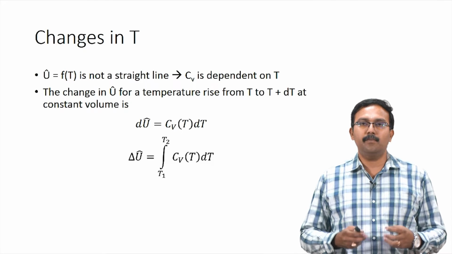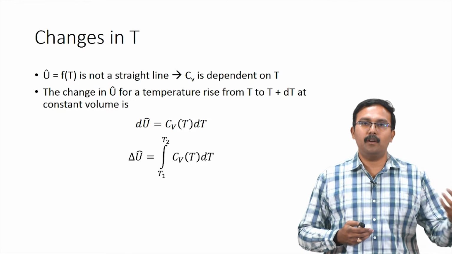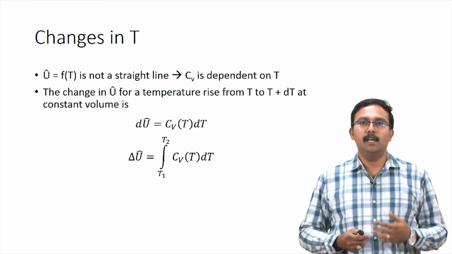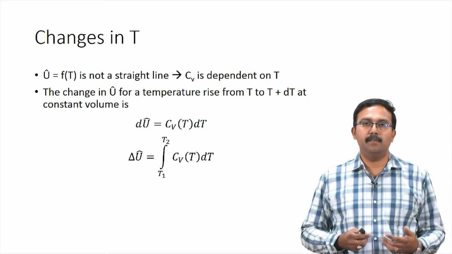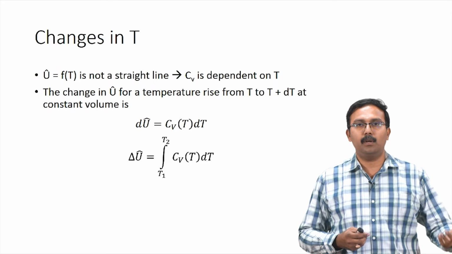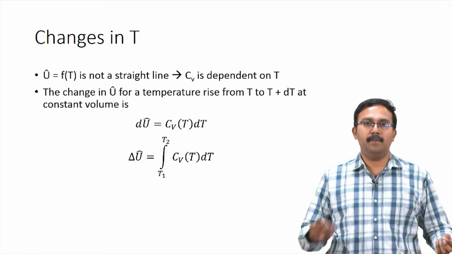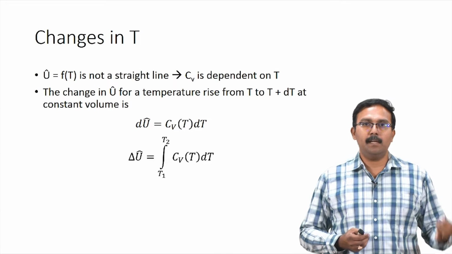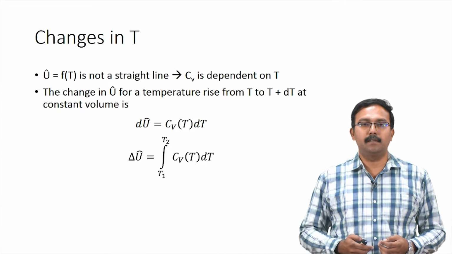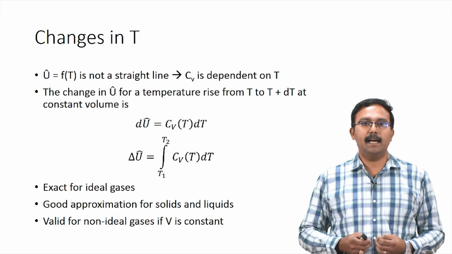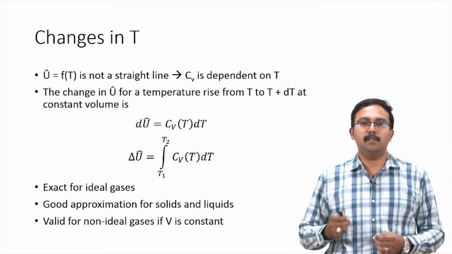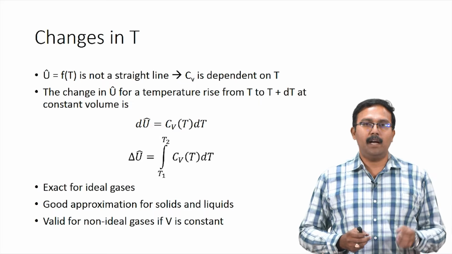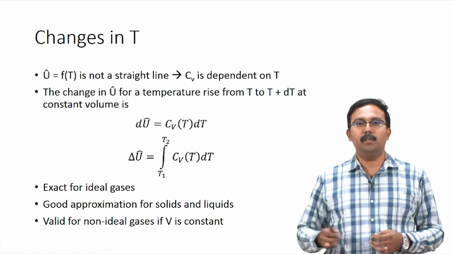This correlation for CV can be different for different components, and even the same component in different phases would probably have different CVs. Water liquid versus water vapor would have different CV values, and we would have to use the appropriate CV value for the chemical component and also its physical state. This equation is exact for ideal gases, and it is a very good approximation for solids and liquids while we perform calculations. It is also valid for non-ideal gases if volume is constant.